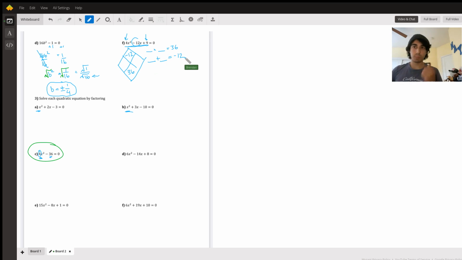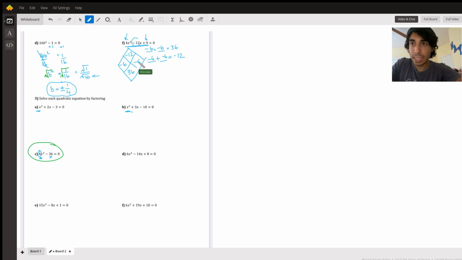All right, so if we're multiplying to a positive and adding to a negative, the only way to do that is with two negative numbers, right? Because a negative times a negative multiplies to a positive, and a negative plus a negative adds up to a negative. So think about what multiplies to 36 and adds to negative 12. It'll be negative 6 and negative 6.